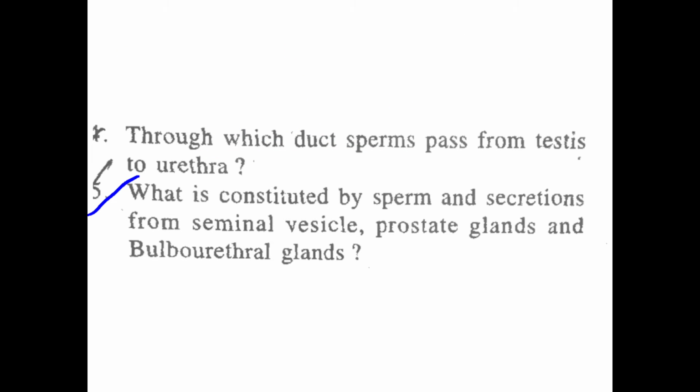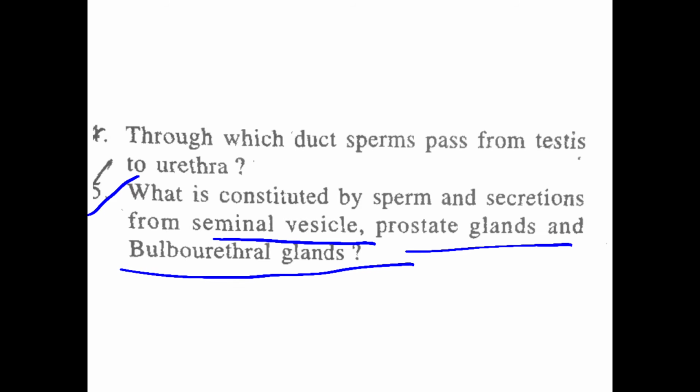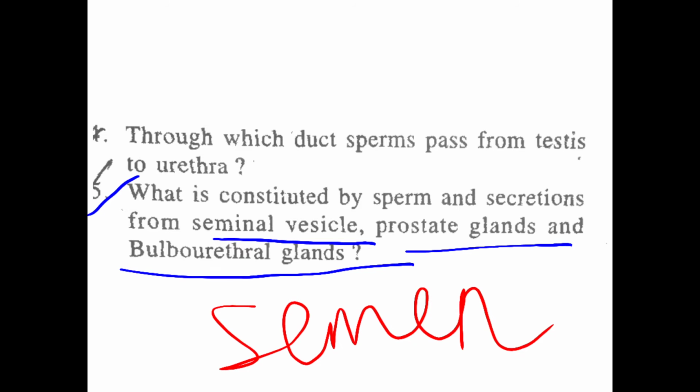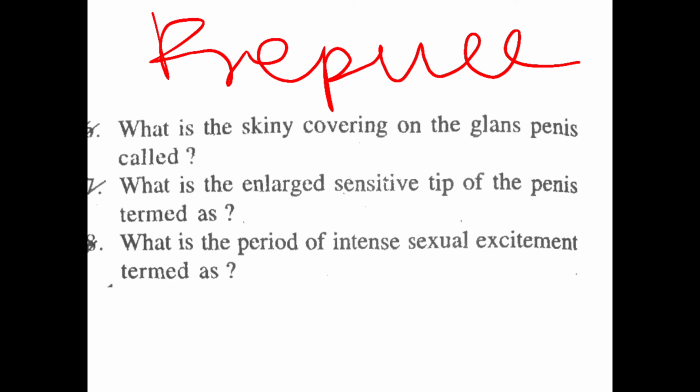Then what is constituted by sperm and secretions from the seminal vesicle, prostate gland and bulbourethral gland? That is known as semen. Okay. Next. What is the skin covering of the glans penis called? That is prepuce, P-R-E-P-U-C-E. Okay.